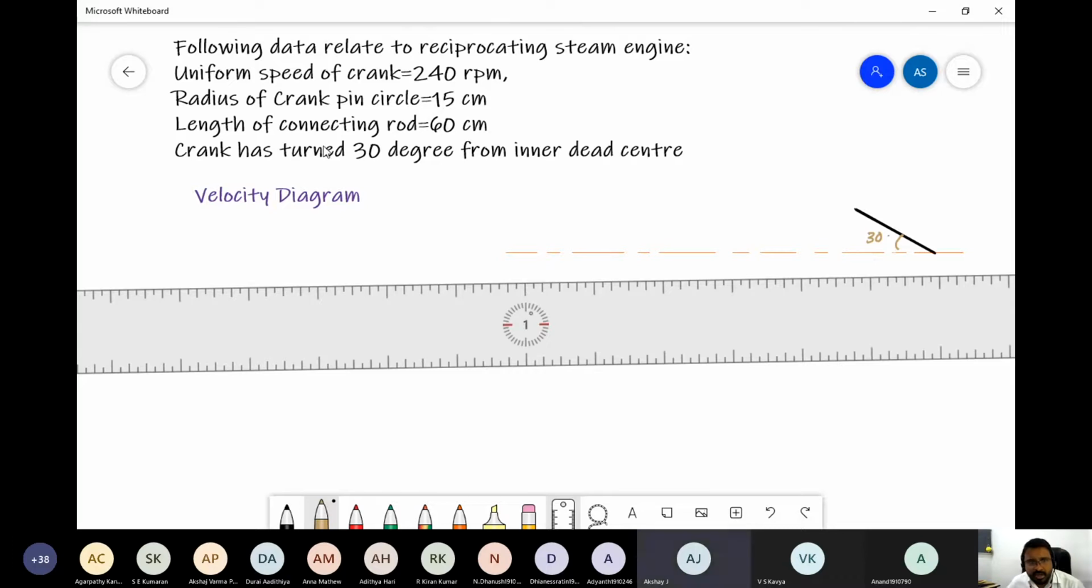So next, the length of the connecting rod is 60 centimeters. So obviously what you will do, you will take a compass and keep the compass here and cut the arc here to get the connecting rod. Am I right? So that is what you will do. You will take a compass for 60 centimeter. That is the connecting rod length. The connecting rod will start immediately after the crank is over. So you will cut the line here to get the point, correct? So that is what you will do.